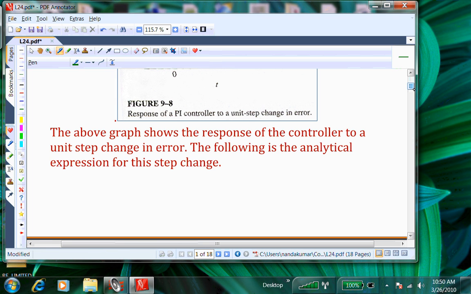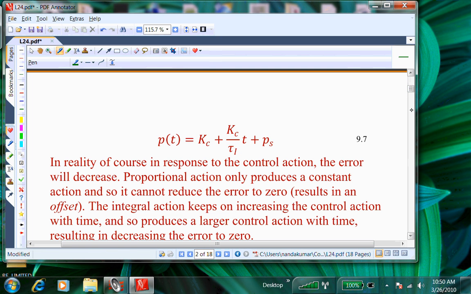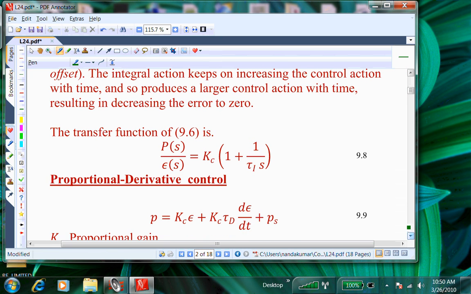Okay, and we are going to do the same thing for the other controllers. So if I have, well, the transfer function for a proportional integral controller, simply taking that equation that we had before and doing a Laplace transform. So this is the transfer function, which relates the input, which is the error to the controller, and the output to the final control element, which is the pressure signal going to the valve.